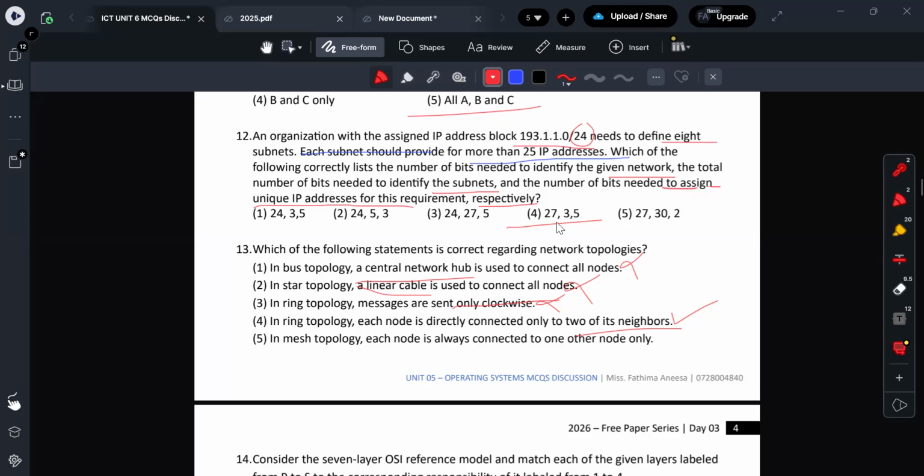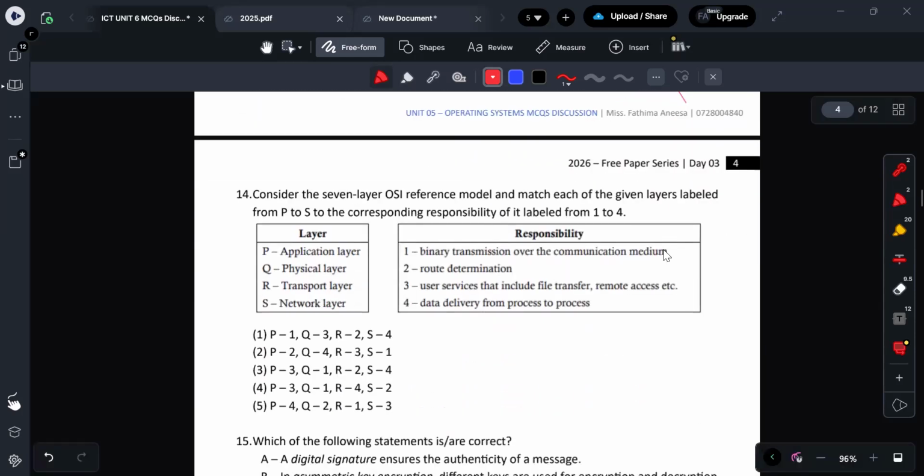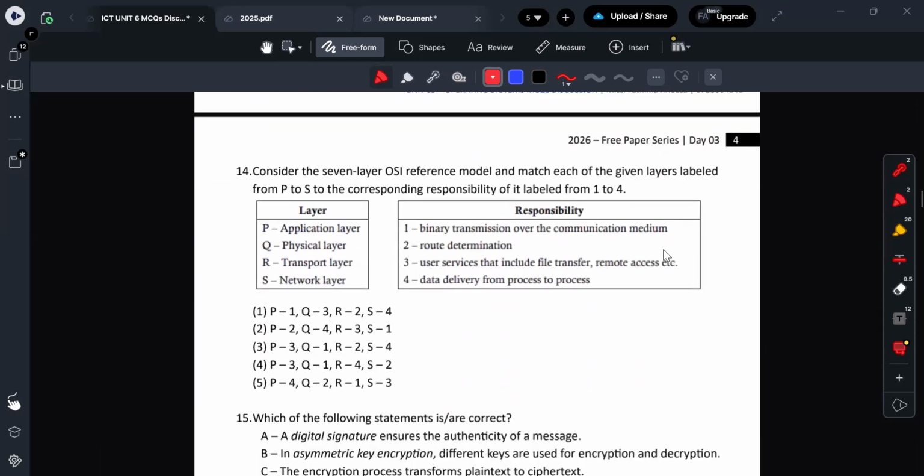Okay, fifth one, let's see. In mesh topology, each node is always connected to one other node only. This is wrong, not only, right? In mesh topology, nodes are connected to multiple other nodes. In a full mesh topology, every node is connected to every other node in the network. They are given here only. So that is wrong. Got it, right? So know the differences. Okay, then again they are testing the encryption and the OSI model part. So see, that's why I said to focus on those.